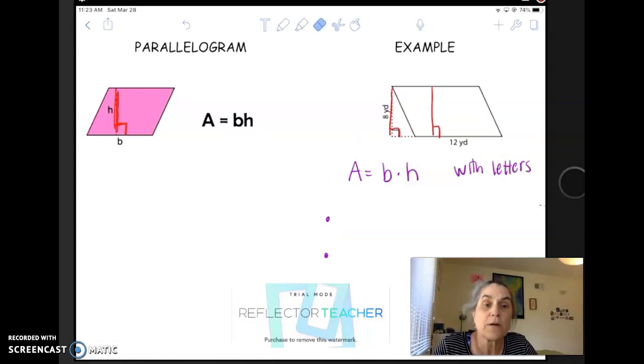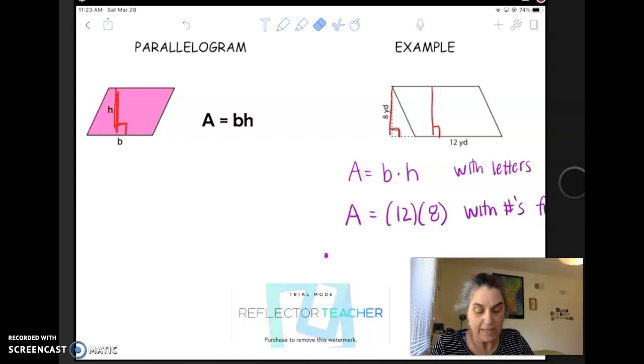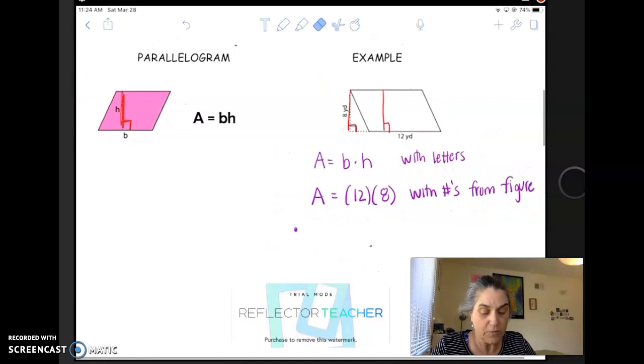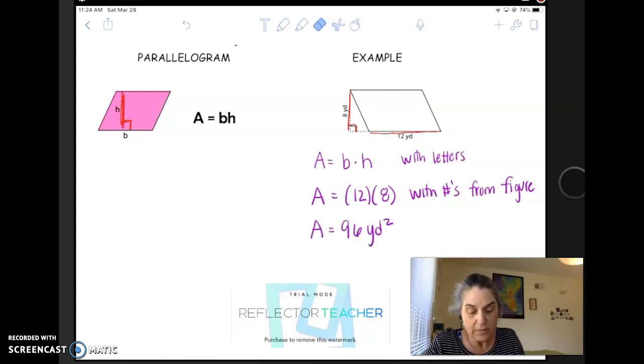And the first step for our work is to go ahead and write the formula down with the letters. And then our second step is going to be to write the formula down with the numbers from the figure. So in this case, I have 12 as my base and 8 as my height. So I'm going to put in 12 for B and 8 for H. And then I'm going to multiply once again using a calculator if I need to help me out. And I get the area is 96 yards squared. So that is the example for a parallelogram.